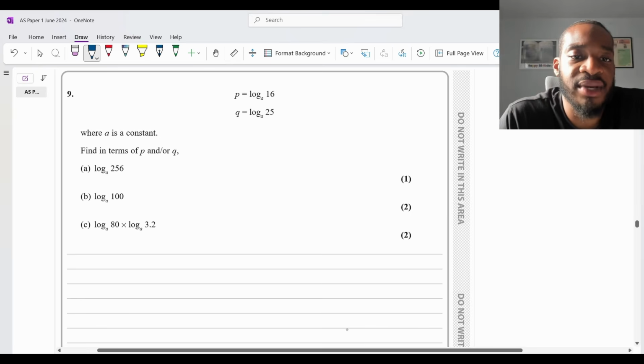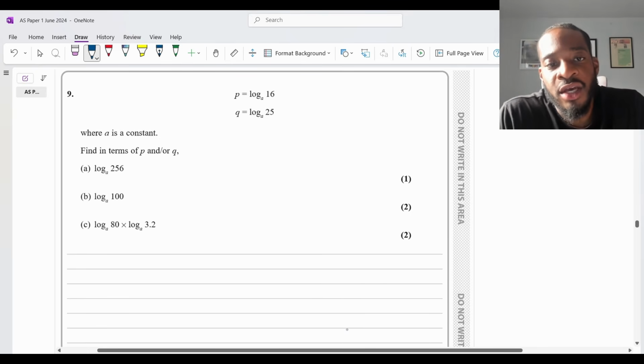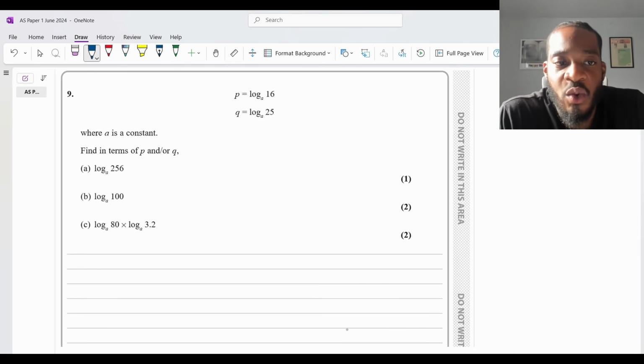Okay, so question 9 says P is equal to log base A of 16 and Q is equal to log base A of 25, where A is a constant. Find in terms of P and or Q, part A, log base A of 256 for 1 mark.